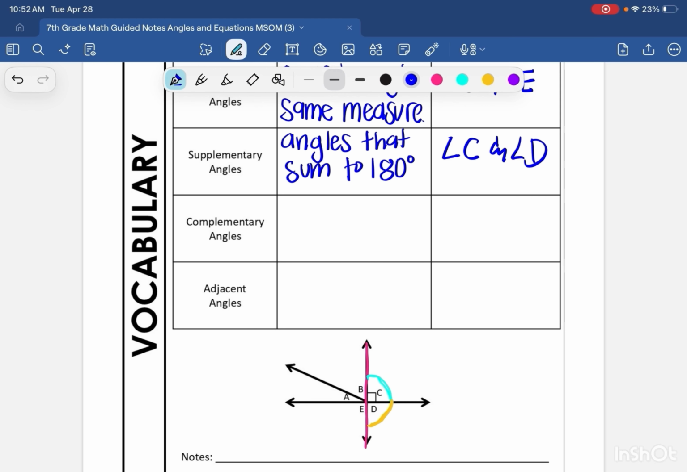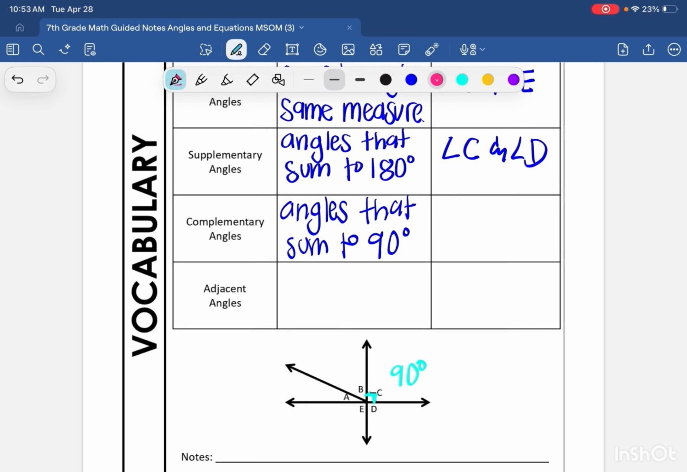Let's go on to complementary angles. Complementary angles are angles that sum to 90 degrees, which can also be fairly easy to see in a diagram if they have the right angle symbol there or are labeled. So let's look at this. If you notice right here, it tells me that angle C is 90 degrees.